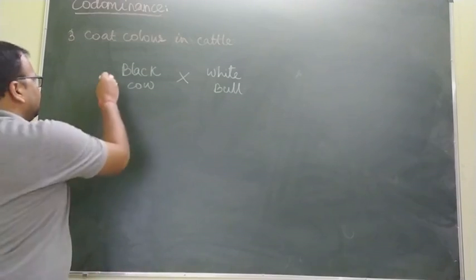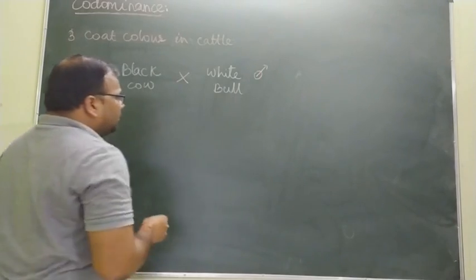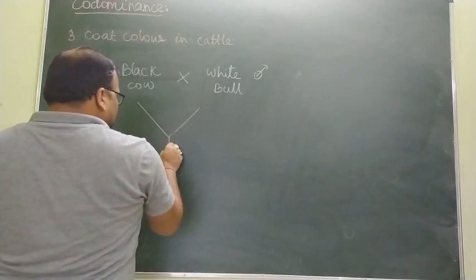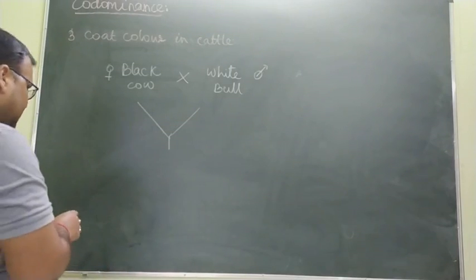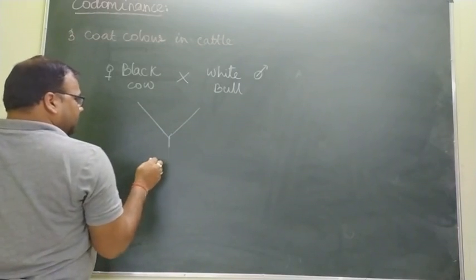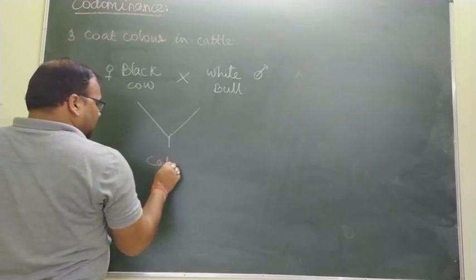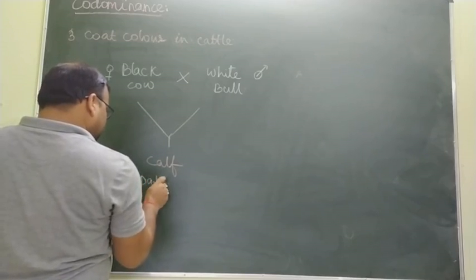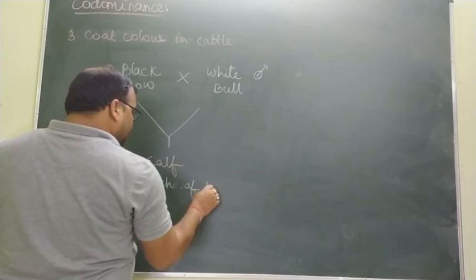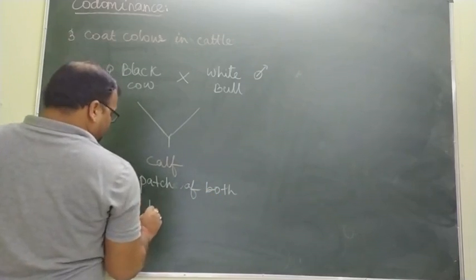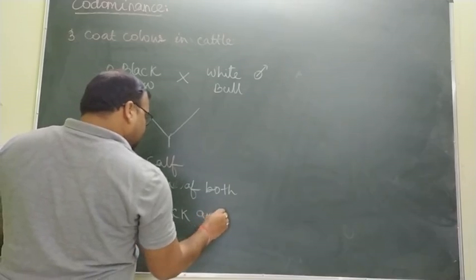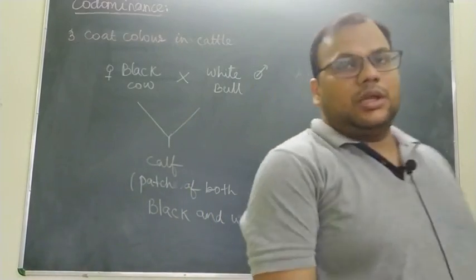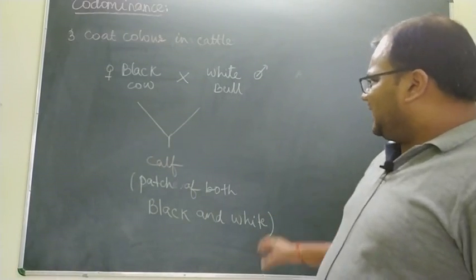When this mating is done, here is female and it is male. Now what happens in majority of cases we found that the calf which is produced after this mating is an offspring having patches of both black and white. इसमें क्या होंगे, ब्लैक और व्हाइट के पैचेज होंगे, which shows that both the alleles get expressed.